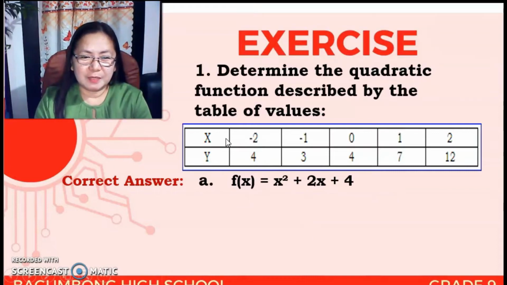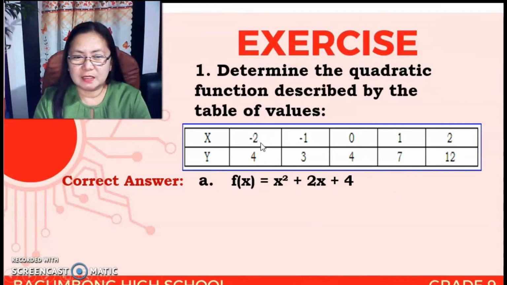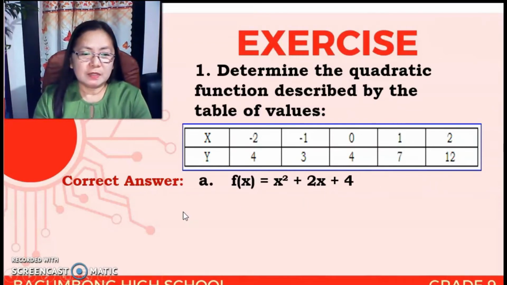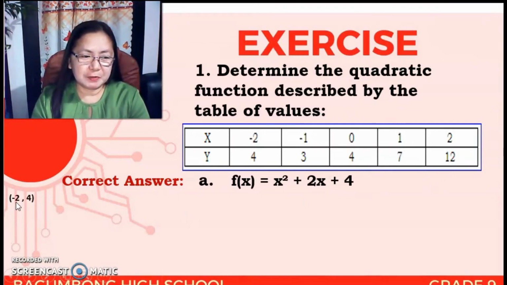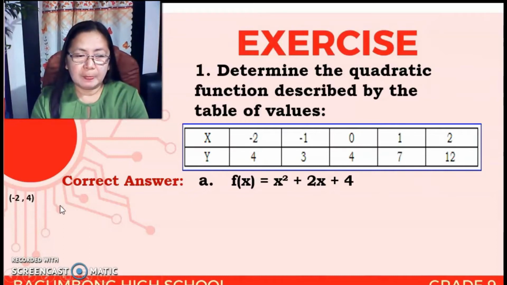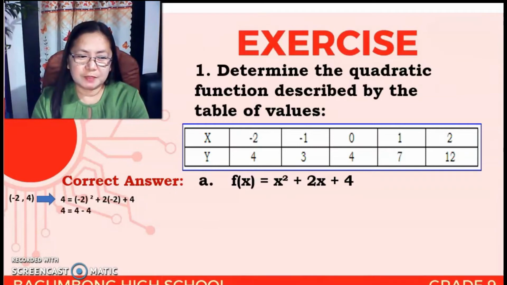Okay, so the replacements for x are negative 2, negative 1, 0, 1, 2. And for the value of y or f of x, 4, 3, 4, 7, 12. So let us verify the answer. For the first ordered pair, negative 2, 4, substitute the value of x and y in the equation. Okay, so 4 is equal to negative 2 squared plus 2 times negative 2 plus 4. Simplify. 4 is equal to 4 is true.